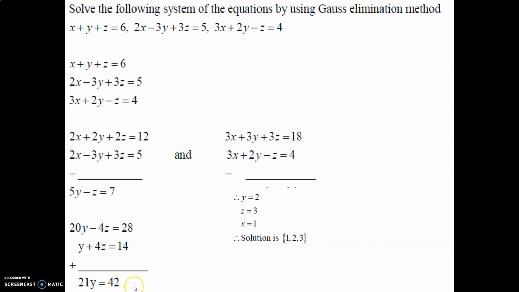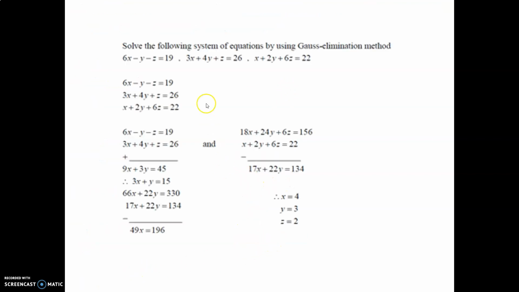So 21y is equal to 42. We derive the system of equations: y is equal to 2, z is equal to 3, x is equal to 1, by using the back substitution method. Follow the same trick to solve the system of equations by the Gauss elimination method.